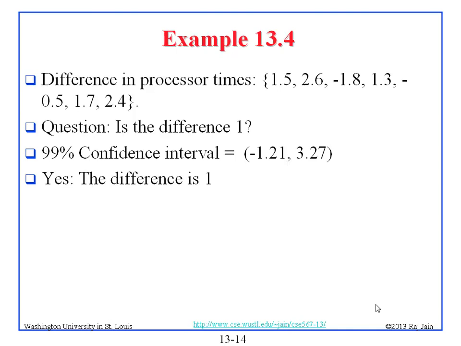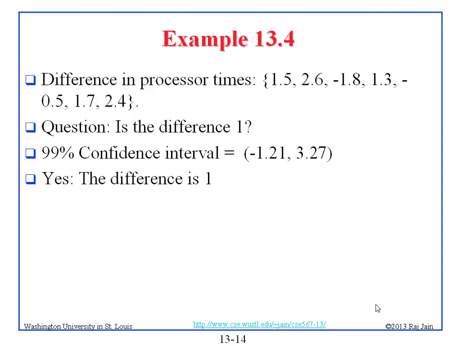Okay, so now here you think. We take these numbers, and the question is now we are extending another thing. So why 0? Suppose the question is not about 0, the question is about 1. Is the difference 1 between the two processors? Now look at the confidence interval. Since 0 was included, we said, well, it could be 0. Now 1 is included too. So the difference could be 1 as well. So the answer is yes. The difference could be 1 as long as you are at 99%.